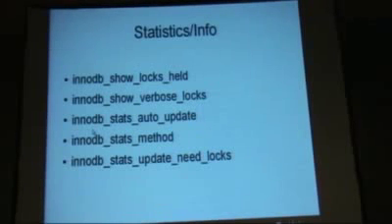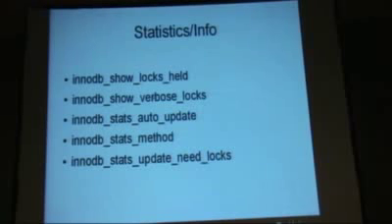InnoDB show verbose locks. InnoDB show locks held actually shows the number of locks held to print for each InnoDB transaction in SHOW ENGINE INNODB STATUS. So if you show InnoDB status, the transactions will say the number of locks held. There's also show verbose locks, and that's whether or not to show the records that are locked in show InnoDB status. Turning both of these on gets you a lot more information, which is pretty cool.